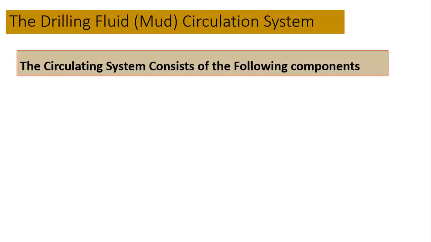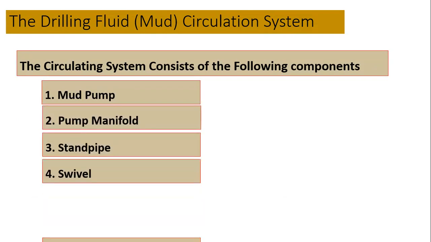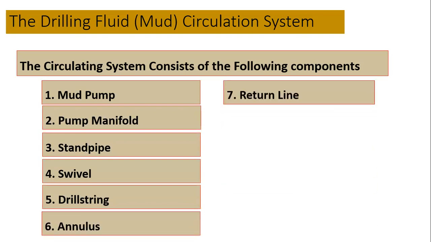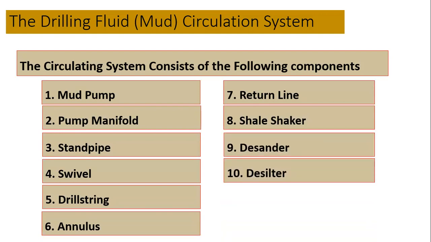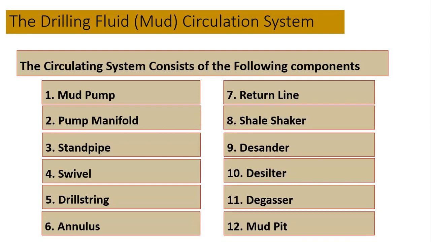Now let's quickly run through the mud circulation system. The mud circulation system is a system that we put in place which describes how the drilling fluid is pumped into the wellbore and is brought out and cleaned and re-injected into the wellbore again. So we have the components: we have the mud pump, we have the pump manifold, we have what we call the standpipe, the swivel, the drilling string, the annulus, we have the mud return line, and then the shale shaker, the desander, the desilter, and then the degasser. And lastly, the mud pit. So we'll look at all of them in description in the next slide.